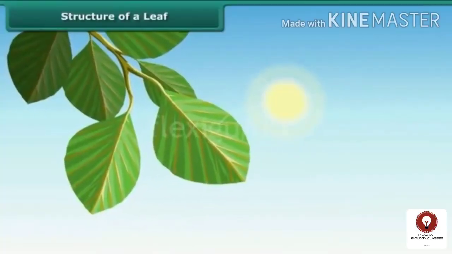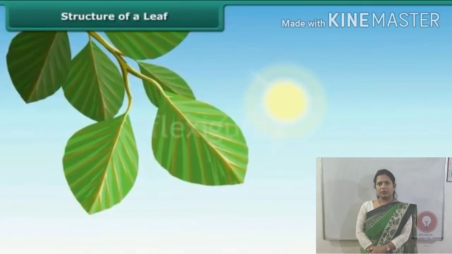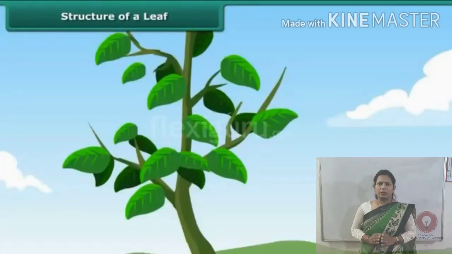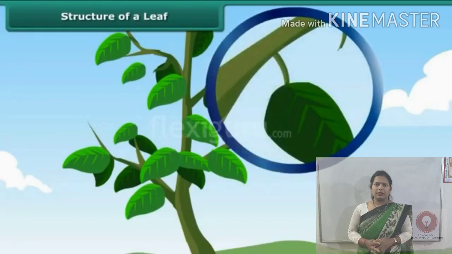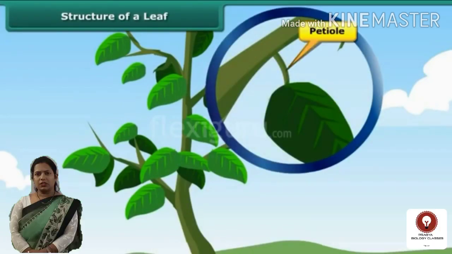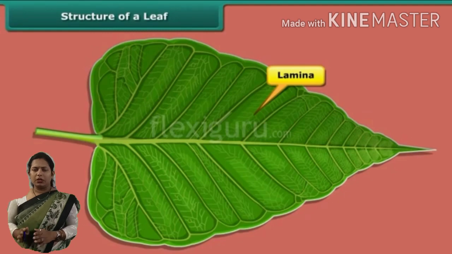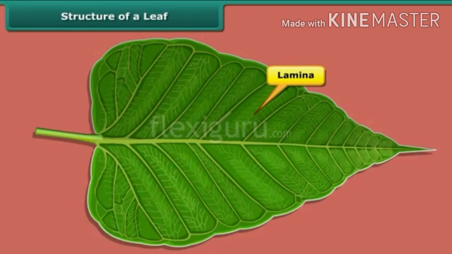So dear students, till now you have learnt that a leaf is a flattened green structure. It arises from the node of a stem or its branches. Leaves differ in shape and size. The flat green part of a leaf is known as the leaf blade or lamina. It is attached to the stem by means of a short stalk called the petiole. The region of attachment of the leaf with the stem is called the leaf base.